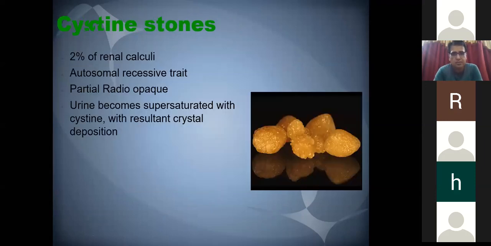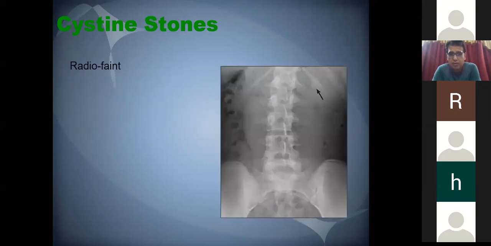So the radiolucent stones, which cannot be picked up on X-rays, can easily be picked up on CT scans. Cystine stone is one of the least common, but still important stones, comprising 2% of all renal calculi. It is genetic, caused by a genetic disease with an autosomal recessive trait. It's partially radio-opaque, or you can see a faint kind of stone. These are seen on X-rays, but difficult to find.